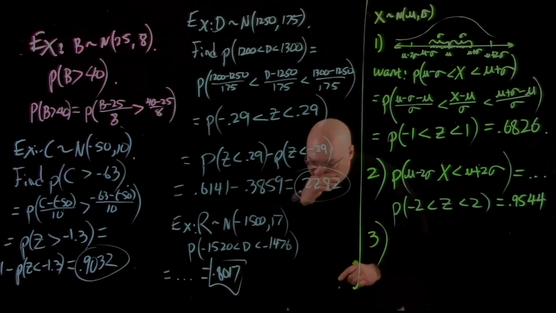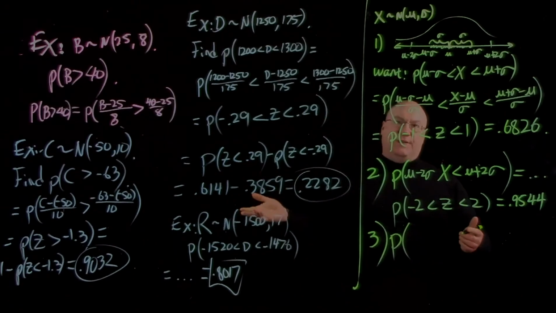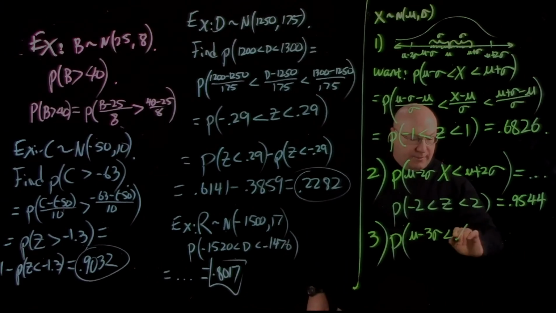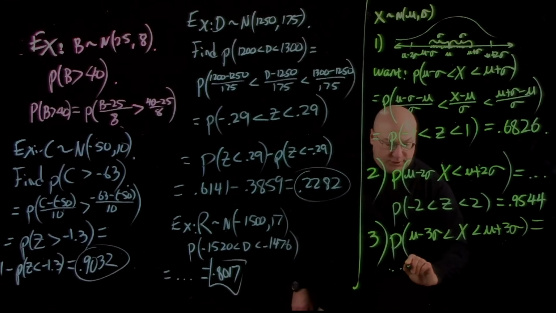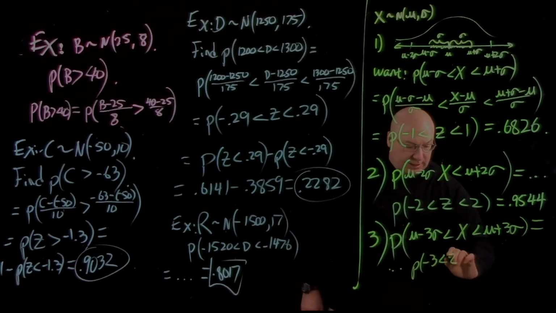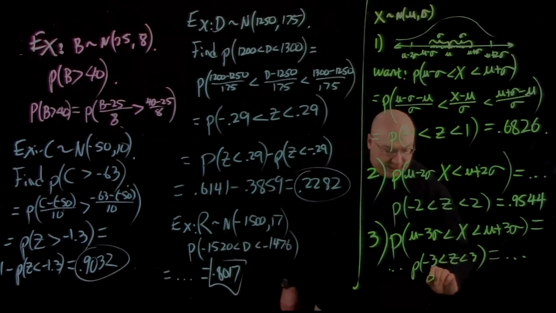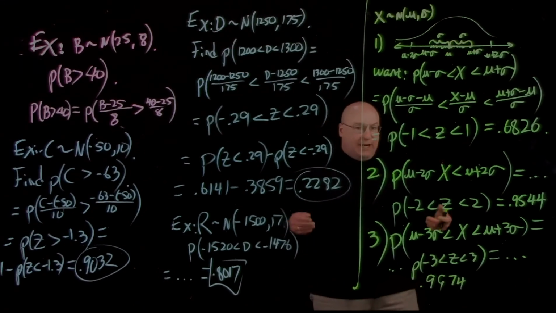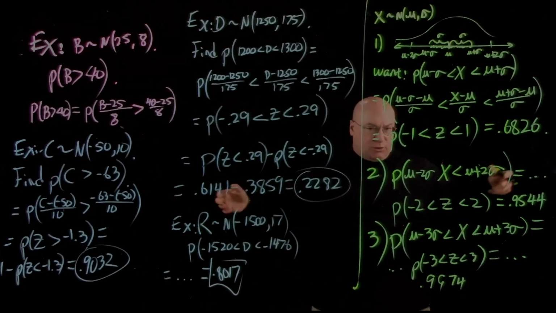Number 3, I don't think I'll do it, but it's looking for the probability that it's within 3 standard deviations. So I won't even draw it. You can work it through, and not surprisingly, if you work that through, you get about 0.9974, 99.74% of the data. So almost 99.75% of the data of a population generally lies within 3 standard deviations of the mean.